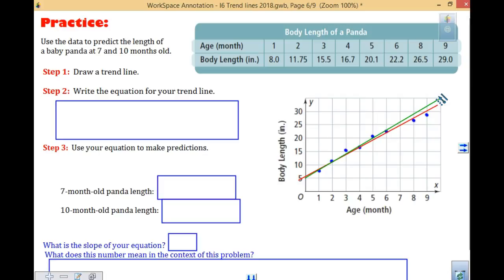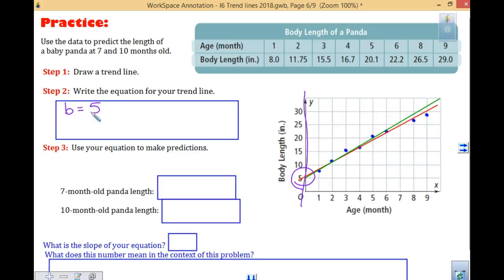To write an equation, we need two things: the start point, the b, and we need our slope. Can you tell the start point, the y-intercept, by looking at my graph? It's like 5, right? Right here on the y, that's my y-intercept. So if I can identify that point, I'm going to say that my b is equal to 5.